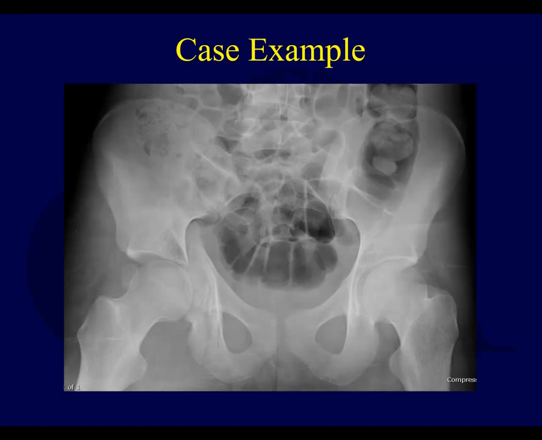I'm going to come back to this AP view. Perhaps it appears to disrupt both columns. Think about it, right? This is the obturator oblique view of the right hip, and you have a fracture disrupting the anterior column here. Clearly there's a fracture here.